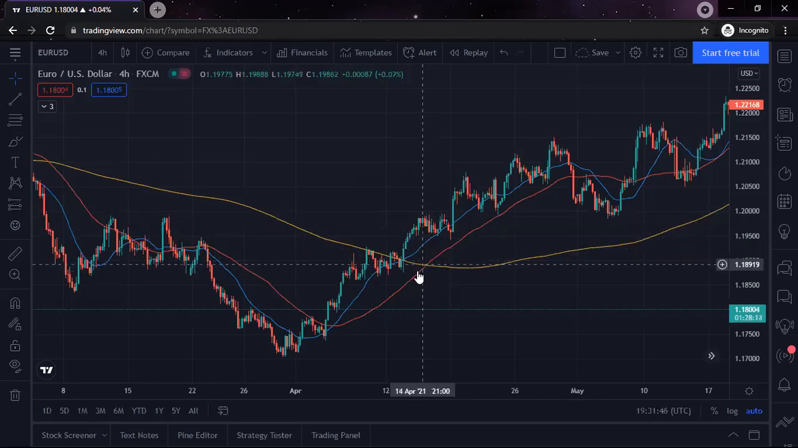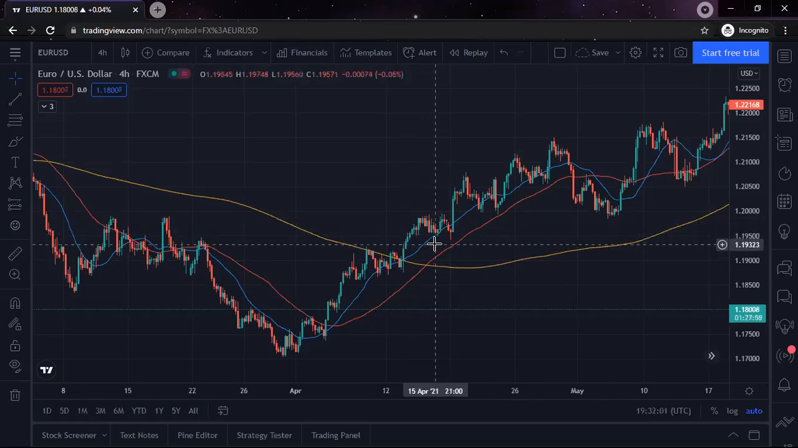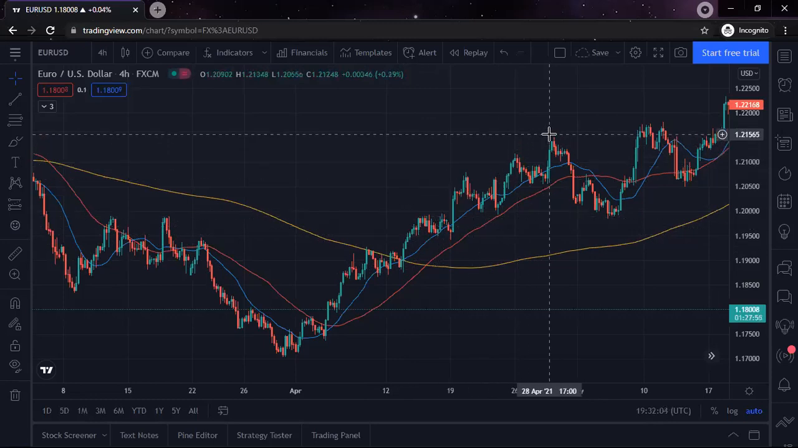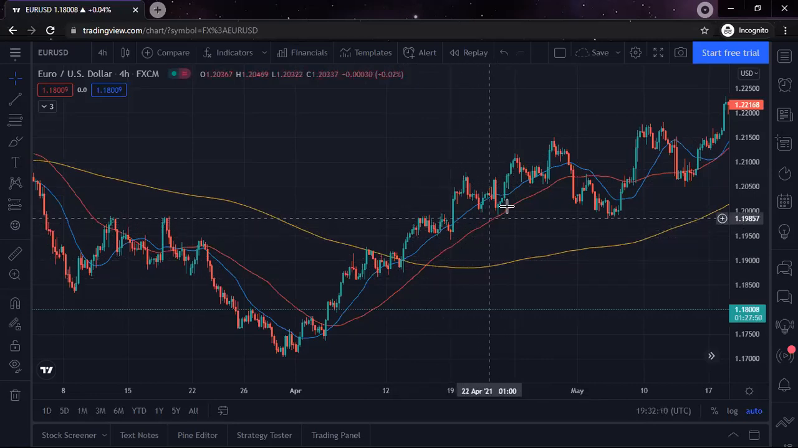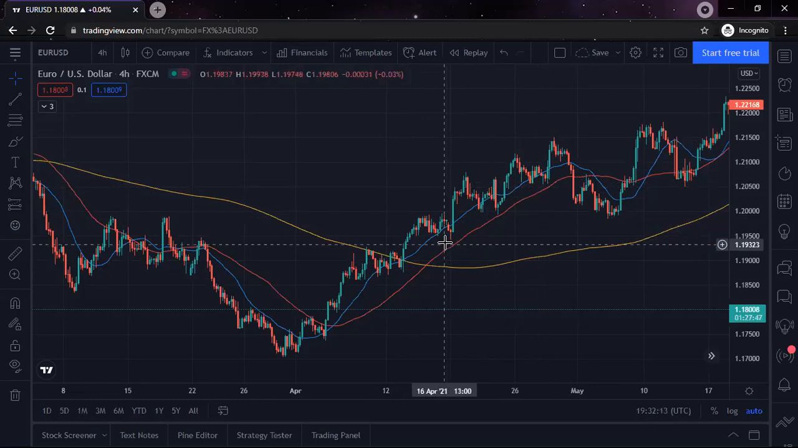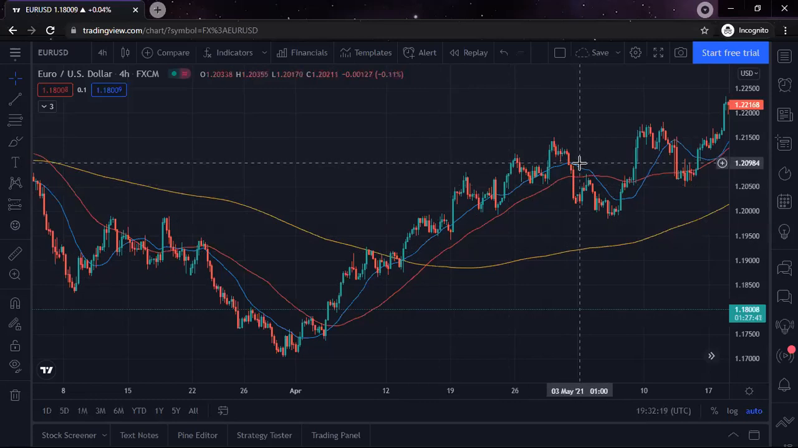This is beautiful. After the 20 crosses, you wait for the 50 to also cross. The 50 crossed, then there is a retracement right here. You enter, place your stop loss right here, and there is room all the way up here. You see, the 50 period moving average is serving as strong support, first support, second support, third support. It's serving as a trend line automatically. You don't even need to draw a trend line. It's serving as a dynamic trend line.